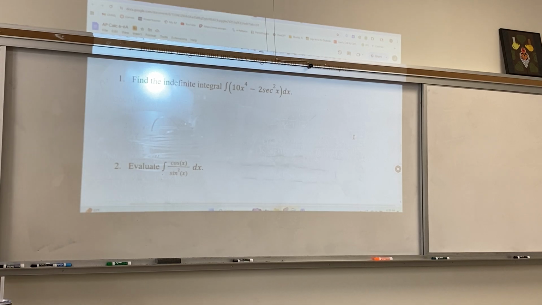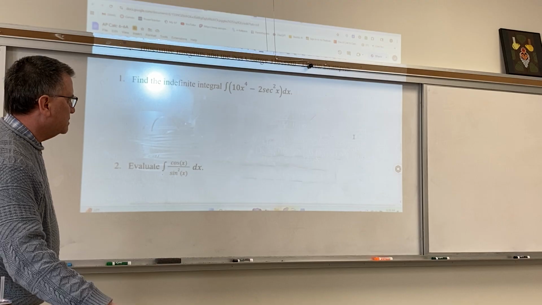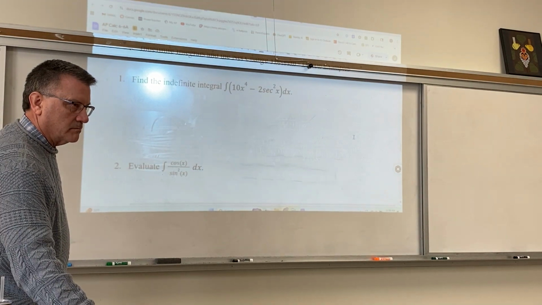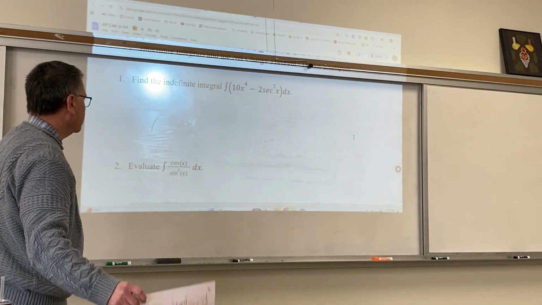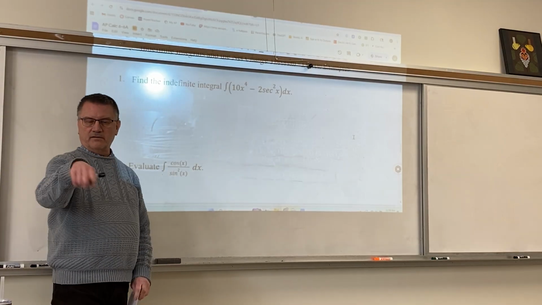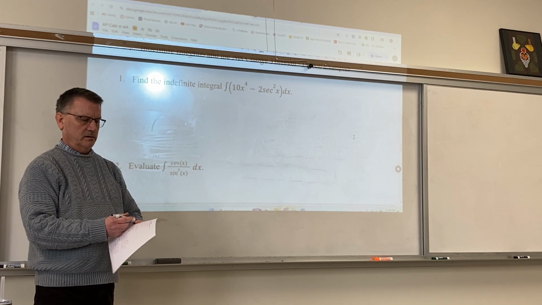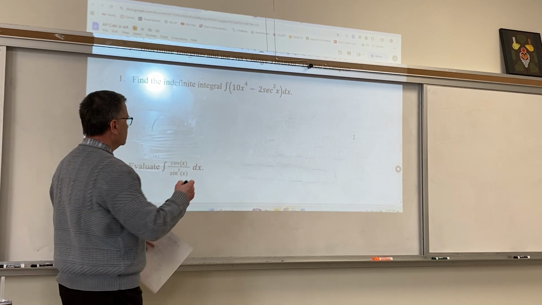Find the indefinite integral of 10x to the 4th power minus 2 secant squared x in terms of x. I need that dx on there. We're going to combine what you have on that sheet with some of the properties of integrals generally, which means that I can do this.